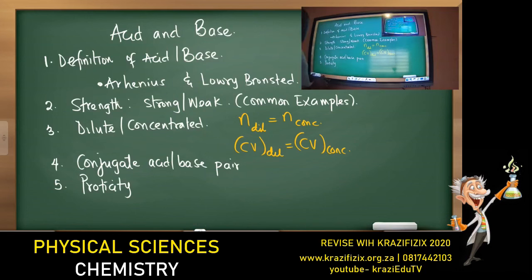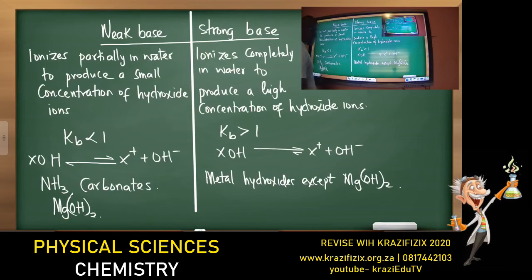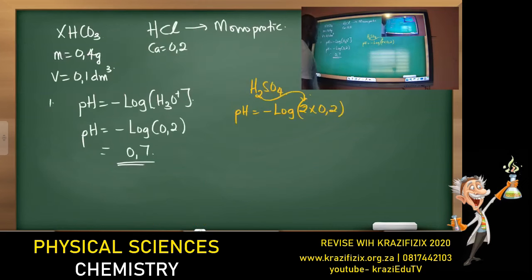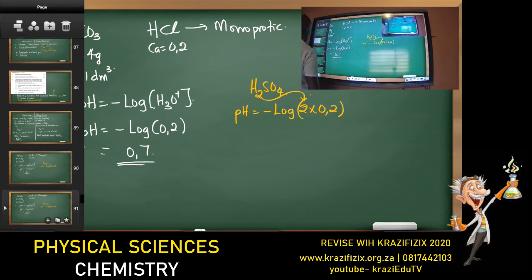Now, let's just quickly look at this calculation. At the end point, she finds that 20 cm³ of the acid neutralized all. Guys, when you see neutralized, run straight to your Na over Nb. All the hydrogen carbonate in the reaction. Oh, and we have a balanced reaction. Basically, it's 1-to-1. Identify element X. We are now given the volume of the acid. I'm going to clone this page because I need all the information.